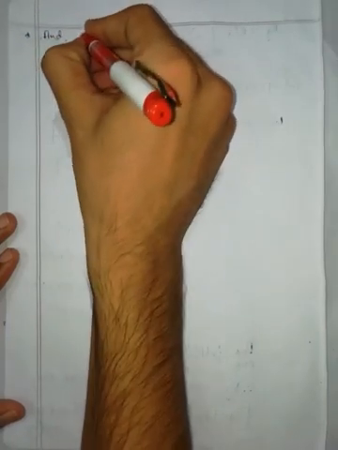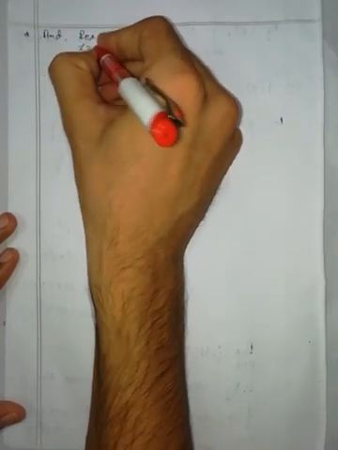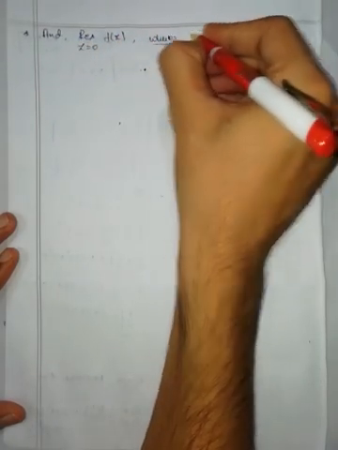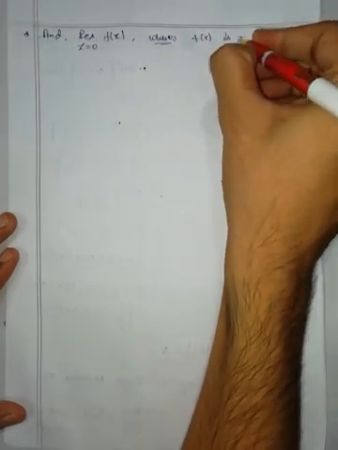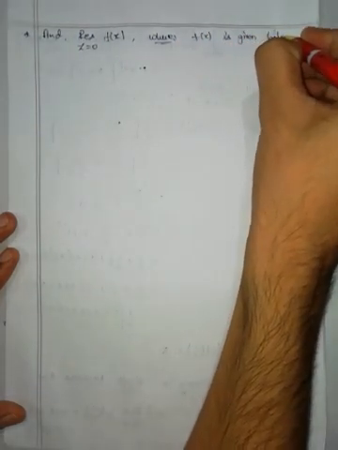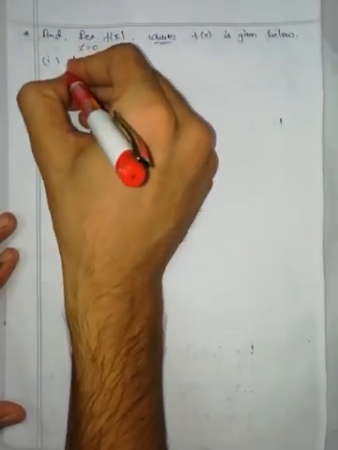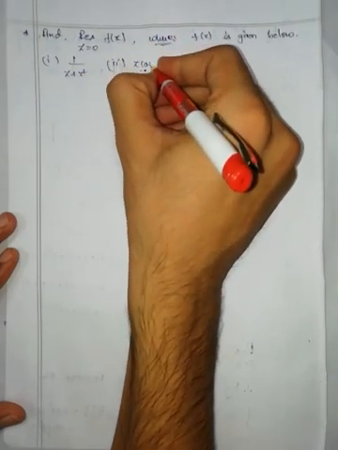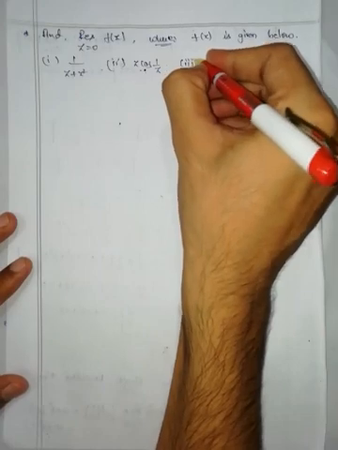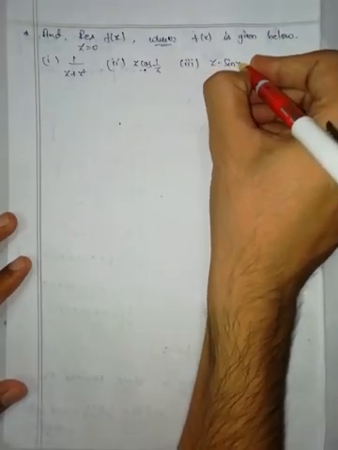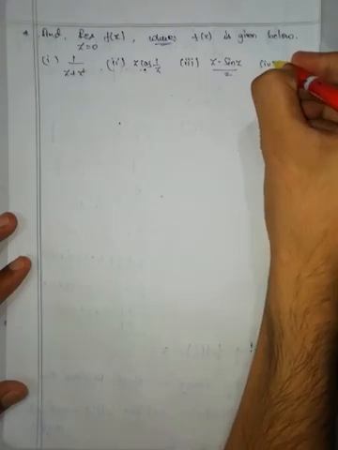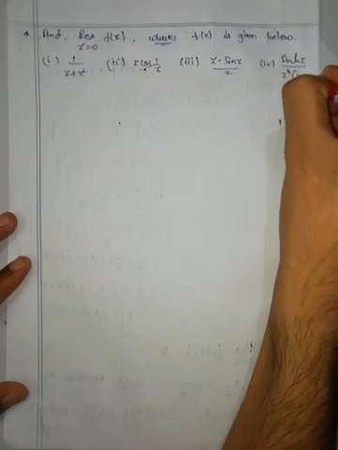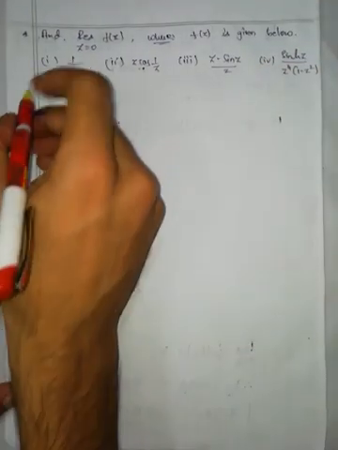Find the residue at z is equal to 0 of f of z, where f of z is given below. First one, 1 by z plus z square. Second one, z into cos 1 by z. Third one, z minus sin z by z. Fourth one, hyperbolic sin z by z power 4 into 1 minus z square.